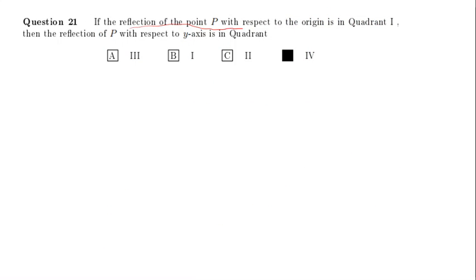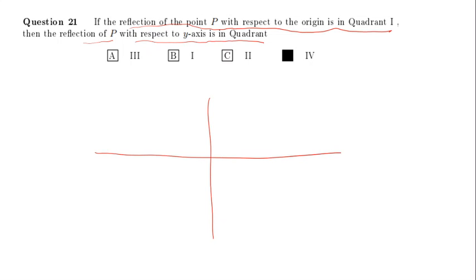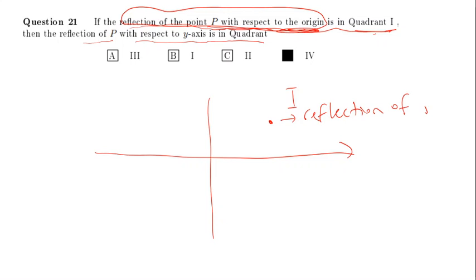If the reflection of the point P with respect to the origin is in quadrant 1, then the reflection of P with respect to the y-axis is in quadrant what? So it says the reflection of P with respect to the origin is in quadrant 1. So quadrant 1 is here. So this is the reflection of P with respect to the origin. So where is P then? If it is a reflection with respect to the origin, when you reflect it again with respect to the origin, you will get the real P here. So it has to be in the third quadrant.